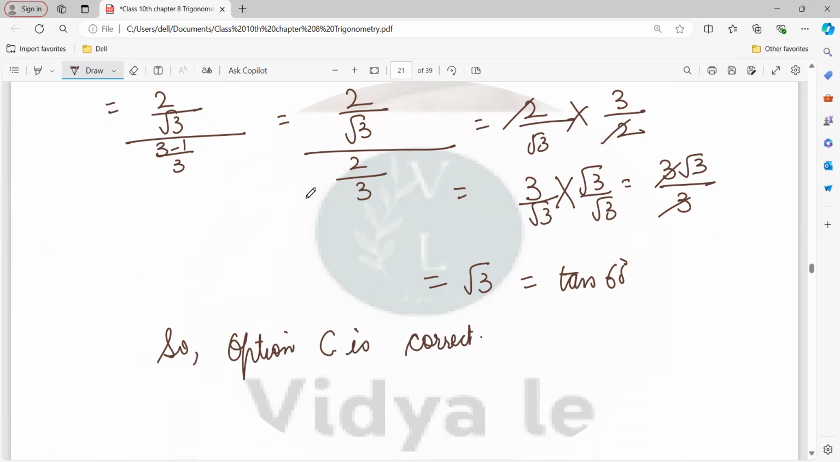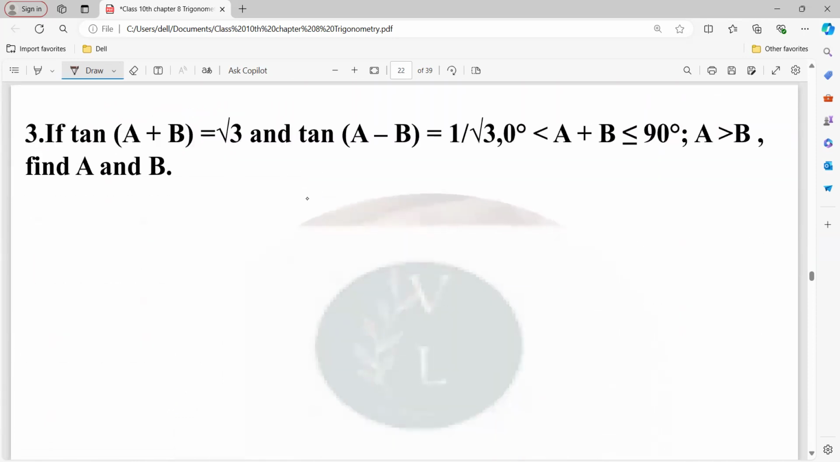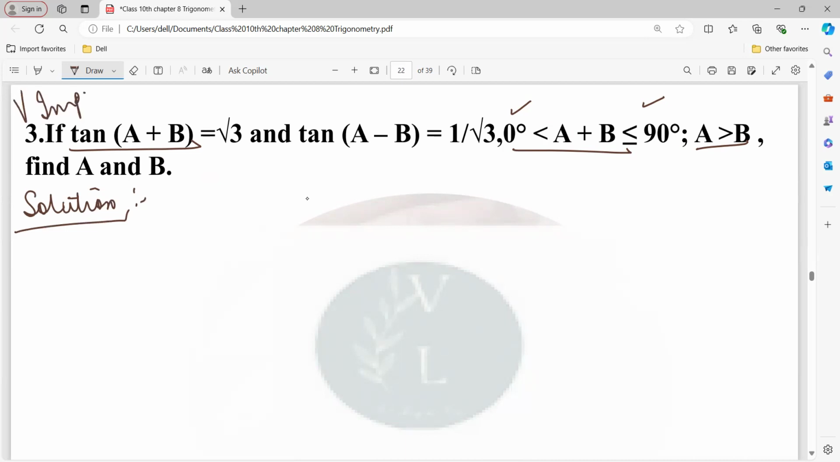Wonderful. Now, the question number 3 we have is, if tan(A plus B) is equal to root 3 and tan(A minus B) is equal to 1 upon root 3, where A plus B varies from 0 to 90 degrees and A is greater than B, we need to find the value of A and B. Okay. And this is a very important question. So let's see how we are going to solve it.